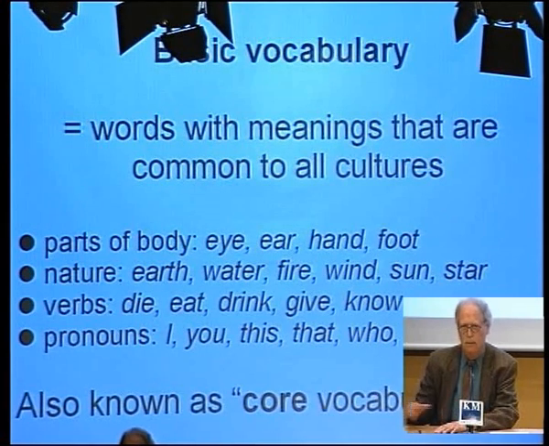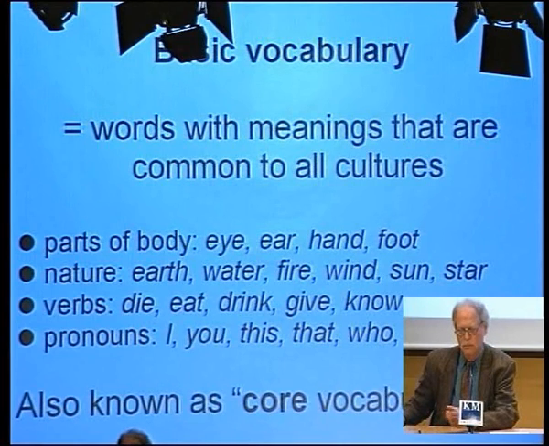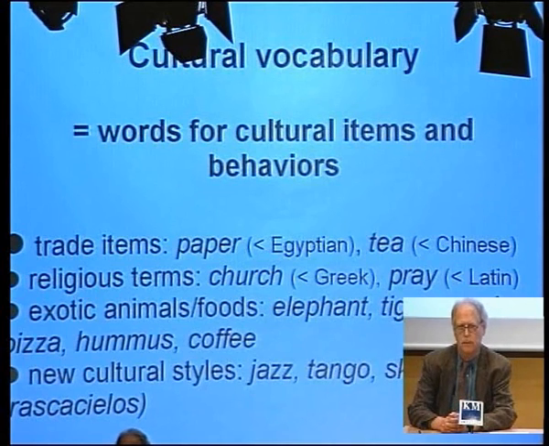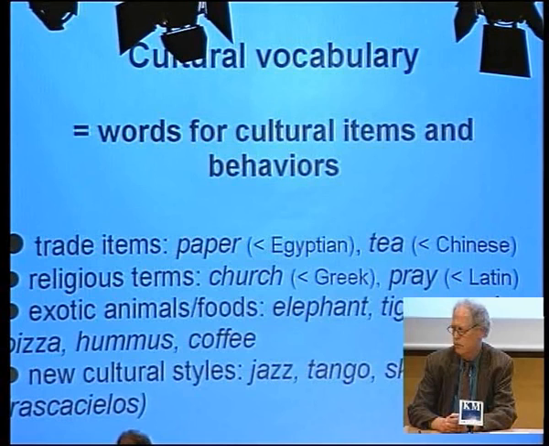When you take away the loan words that are borrowed from other languages, you're usually left with this core, a central part of the vocabulary. Then on the other hand, cultural vocabulary consists of words for cultural items and behaviors. For example, items you acquire in trade: paper, papel, etc.